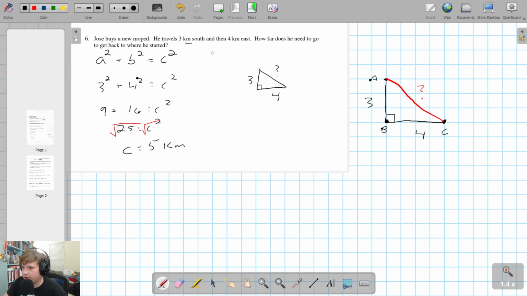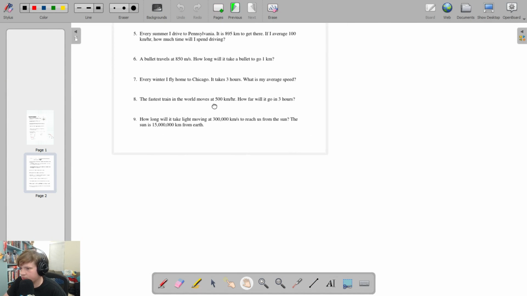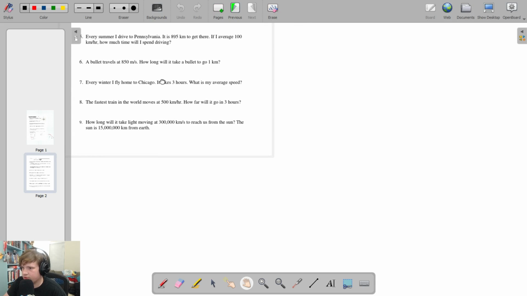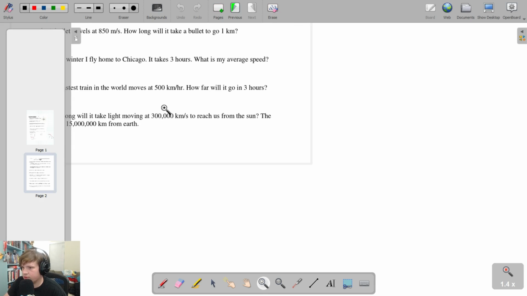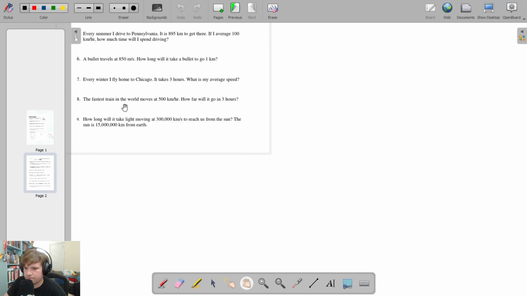Second page of that, number 6 and 7. Here we go. So a bullet travels at 850 meters per second. I'm looking at number 6 here: how long will it take a bullet to go 1 kilometer?